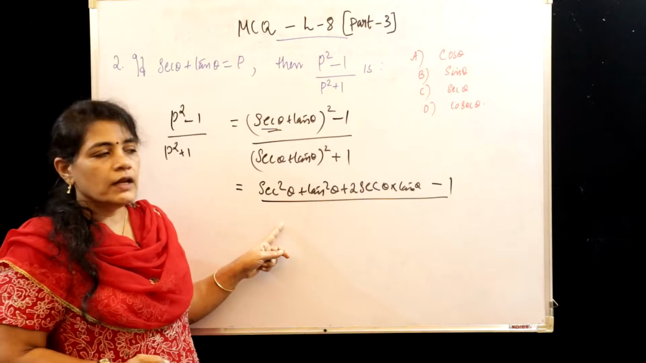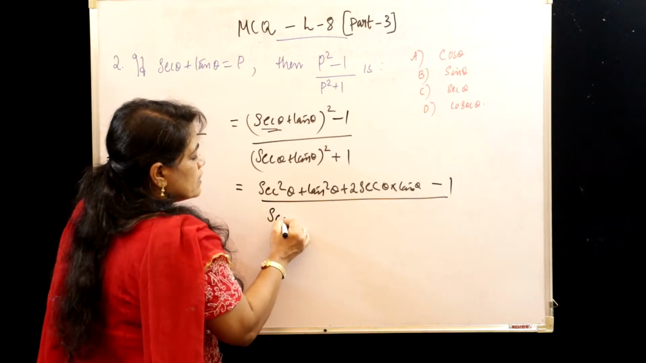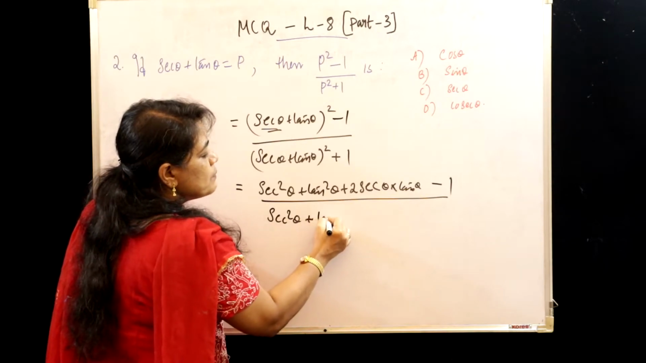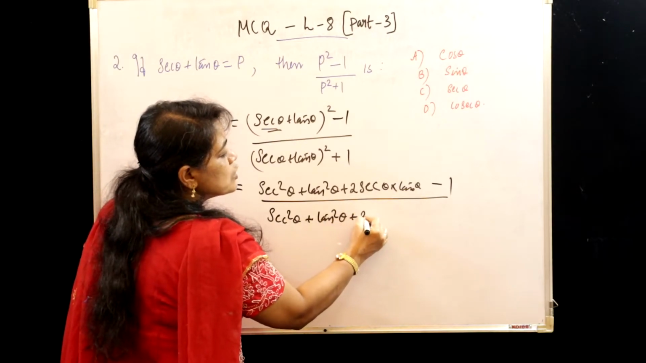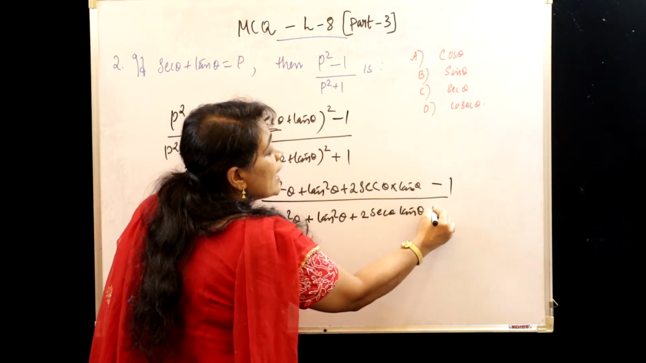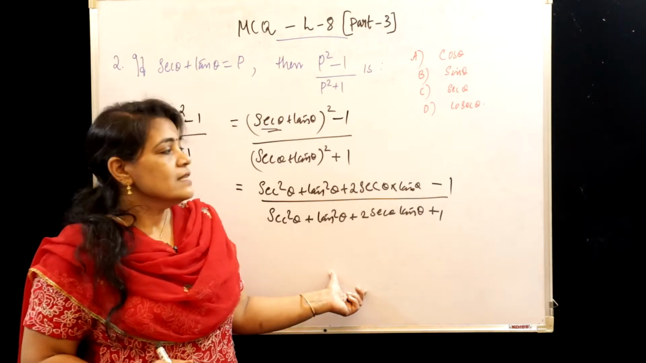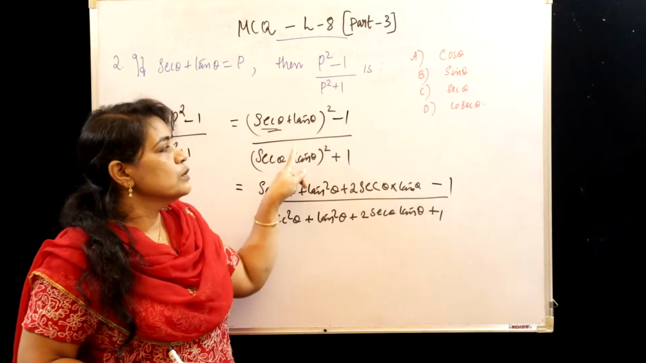What happens in the denominator? Here also we will get the same. Okay, sec square theta a square plus b square tan square theta plus 2ab sec theta tan theta plus 1. Okay, p square plus 1 in the denominator. Children, we can't cancel these two terms.